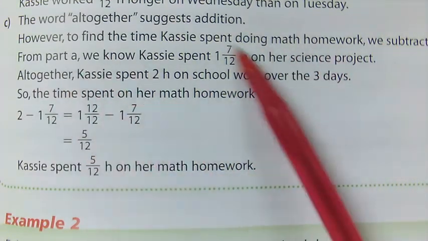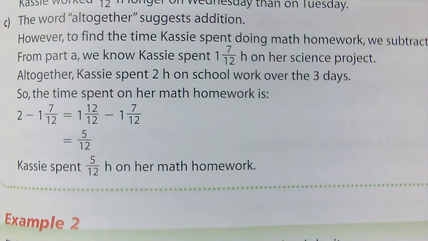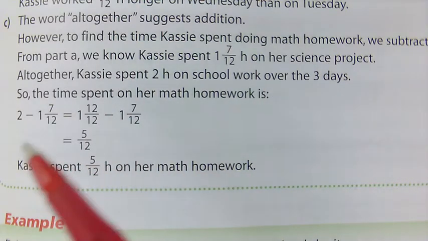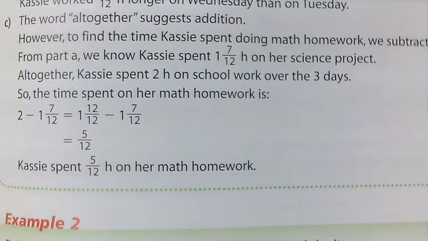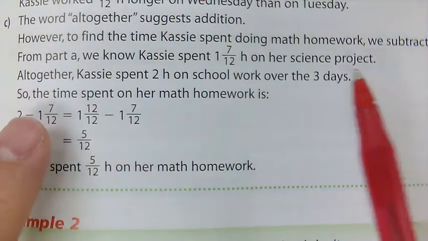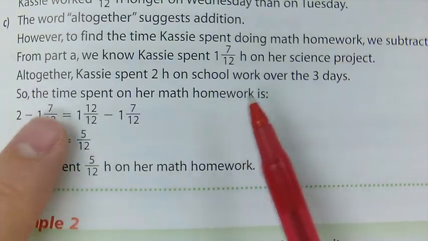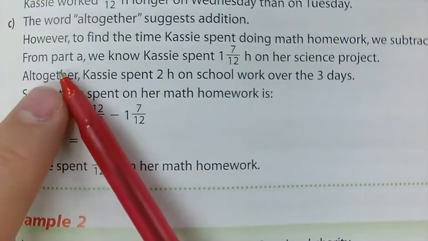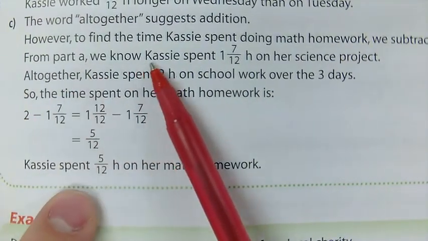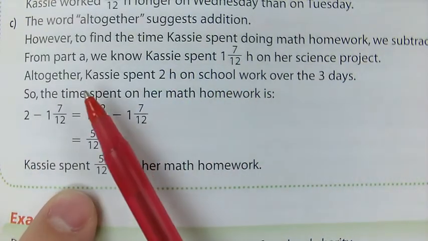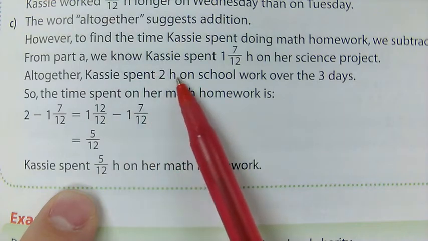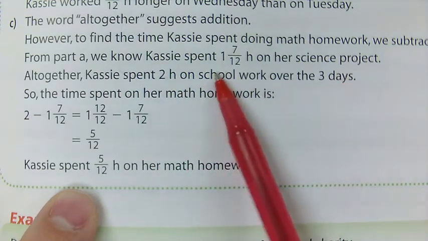And I'm actually going to show this solution on a different page because I think that my explanation might be a little better than this. But let's look at theirs first, and then we'll do my way. If this makes sense, cool. So for part A, we know that Cassie spent this much time on her science project, right? Altogether, Cassie spent 2 hours on all the schoolwork on 3 days.